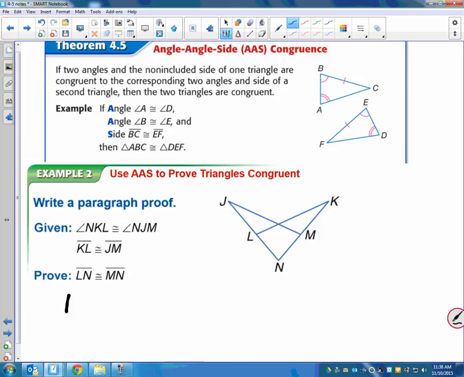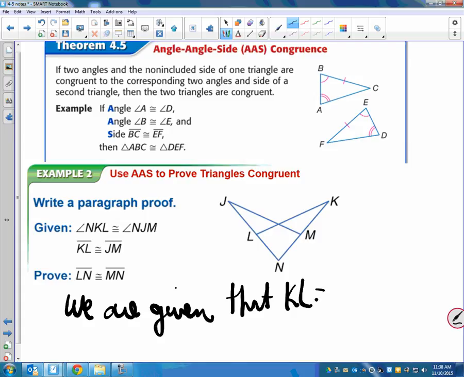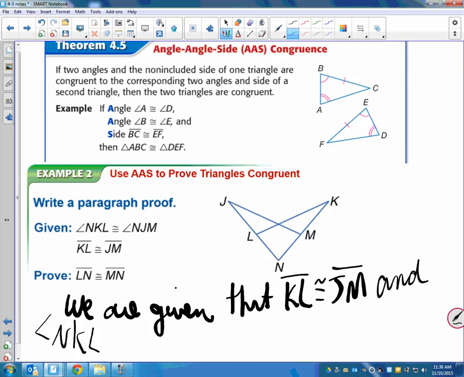So, oh, that's really fast. We are given that KL is congruent to JM, and that angle NKL is congruent to angle NJM. So we know that KL, this whole segment, is equal to this whole segment. I don't really know how to write that. I'm gonna just mark it like that. And angle NKL, that would be this angle, is congruent to NJM, which is this angle.